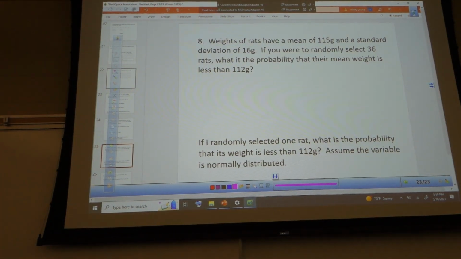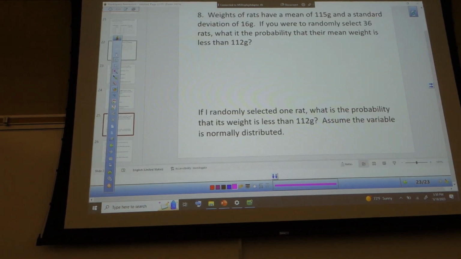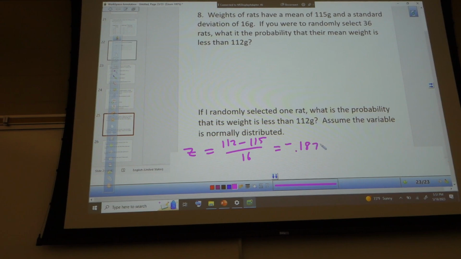Okay, so first you found the z-score. That's normal distribution: you have to find the z-score and draw a picture. So the z-score for this guy is going to be his value, 112, minus the mean, 115, divided by the standard deviation, 16, and you got a z-score of negative 0.1875. Great.